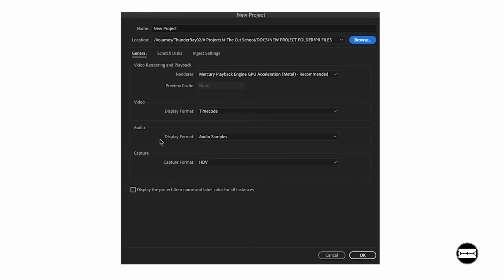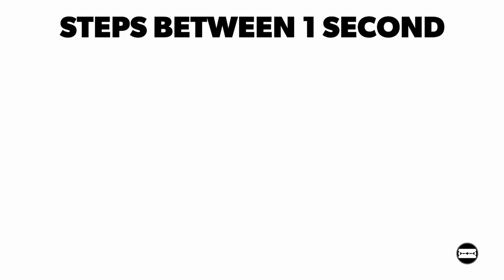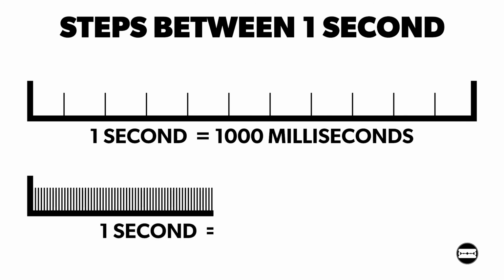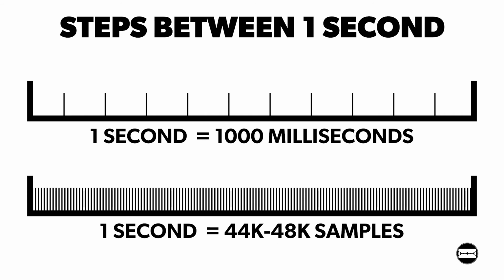Moving down, we have audio, and I leave this at the default audio samples. Whenever I need to move at the subframe level, audio samples will give me a far more accurate movement than milliseconds, which is just an arbitrary division of a second. With milliseconds, you have 1,000 steps in between 1 second of time, versus audio samples, which typically range in the 44 to 48,000 samples per second range.